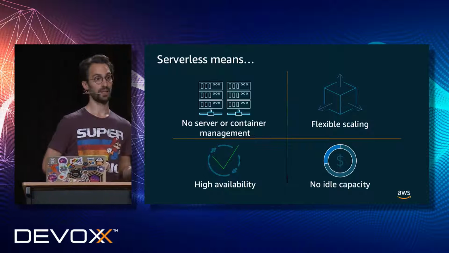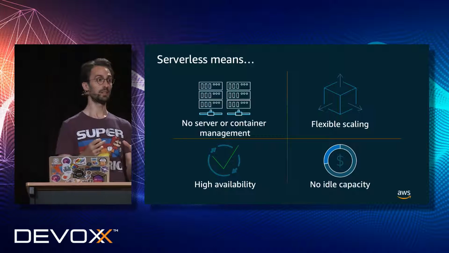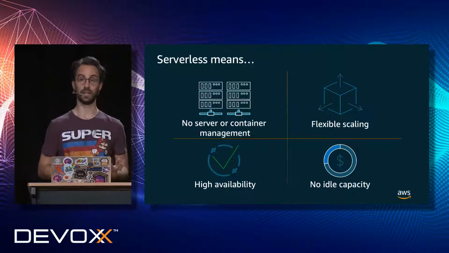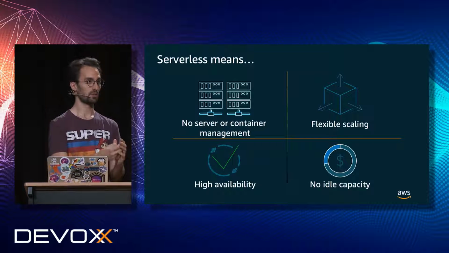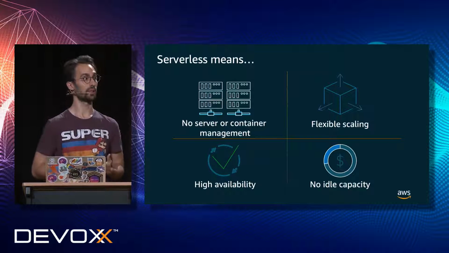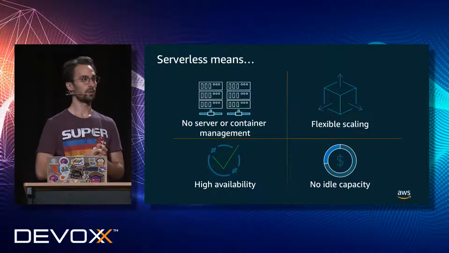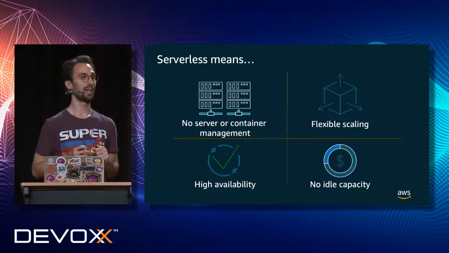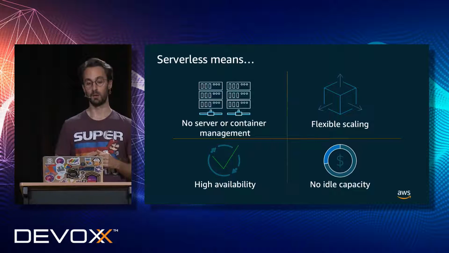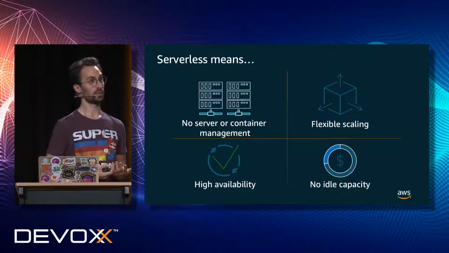Another consequence is that if you build your applications using instances or containers, you have to make sure that you use multiple availability zones, which is this concept of a logical set of data centers inside of an AWS region. You have to deploy your instances or your containers into multiple availability zones to make sure you are highly resilient and available. With serverless, that's also done by us, so you don't have to worry about all of that.